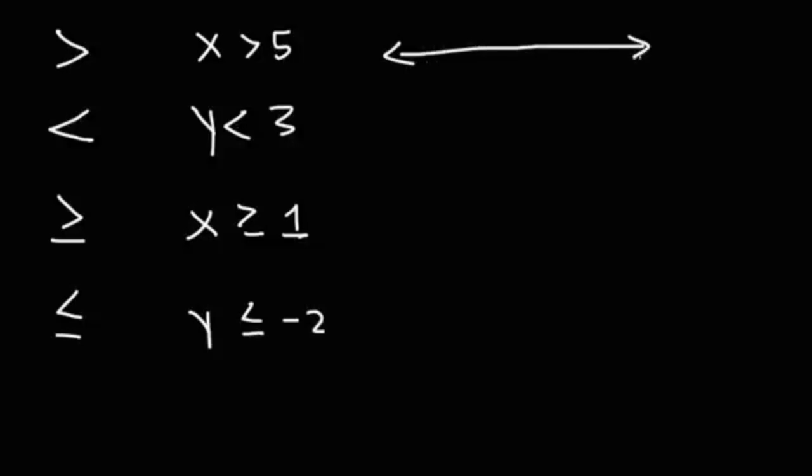So on a number line, here's 0, here's 5. We would have an open circle on 5, and we would shade to the right. The open circle indicates that it doesn't equal 5, but is simply greater than 5. For the next one, to plot y is less than 3, we would shade to the left, but we still have an open circle at 3.